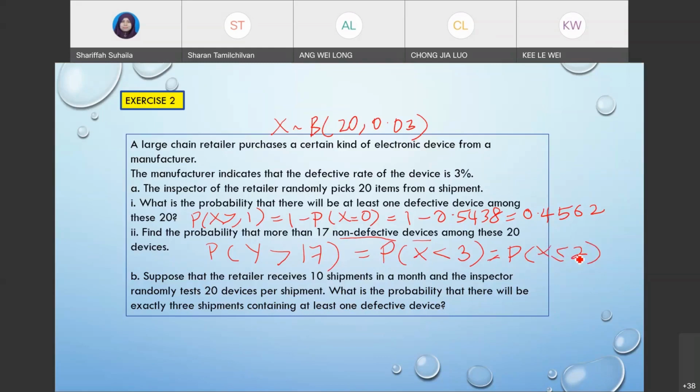So in your stats table, you find k equals 2. So we get 0.9790.